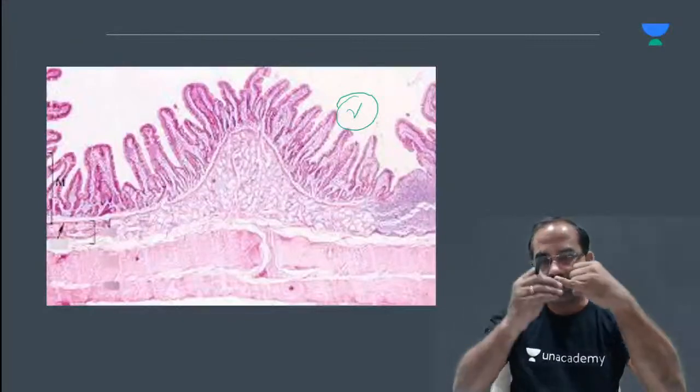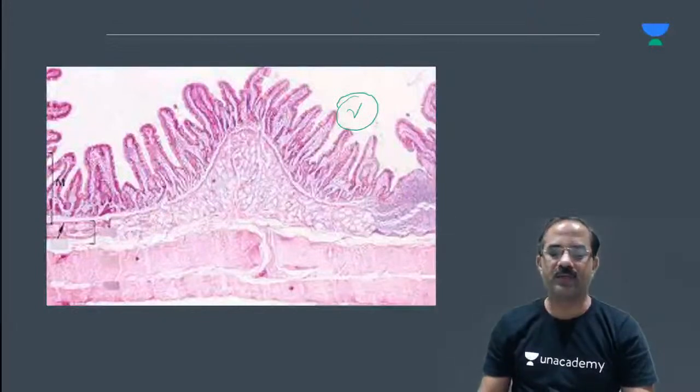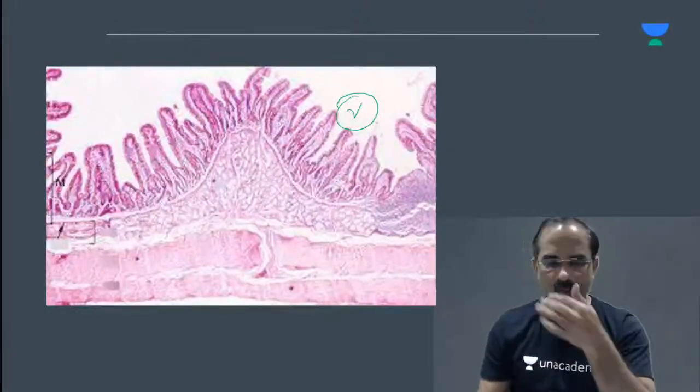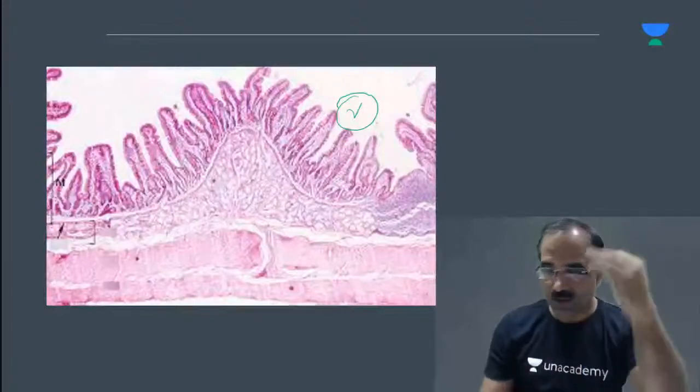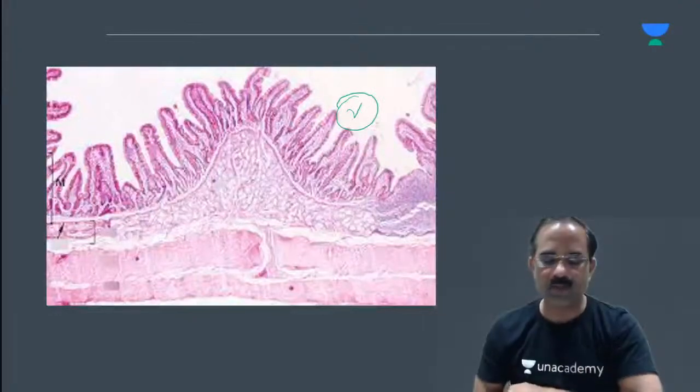So it would either be duodenum, jejunum, or ileum. Three things. Okay, so these finger-like projections are the villus. So it would either be duodenum or jejunum or ileum. How do you differentiate between these? No, it's not respiratory epithelium.